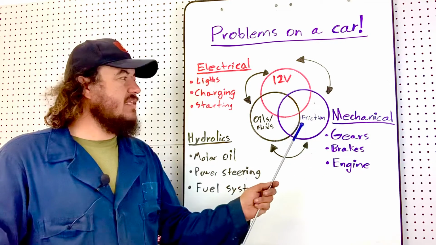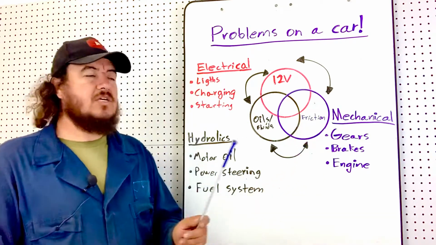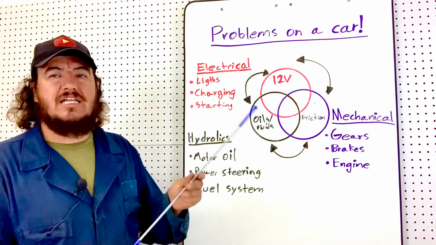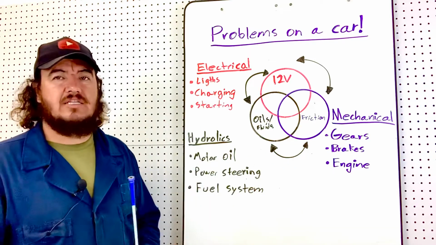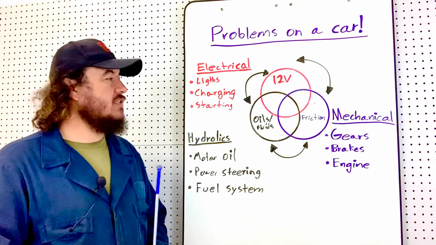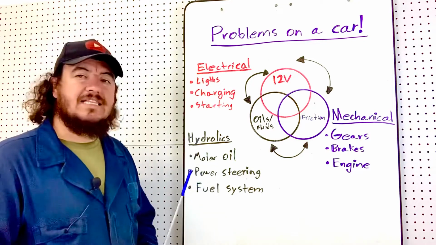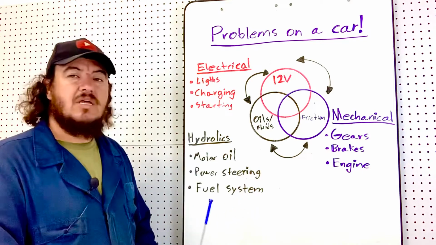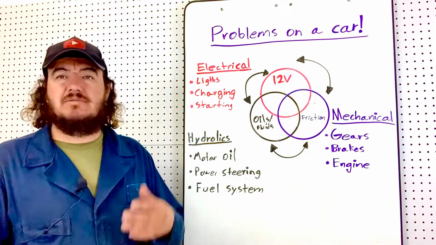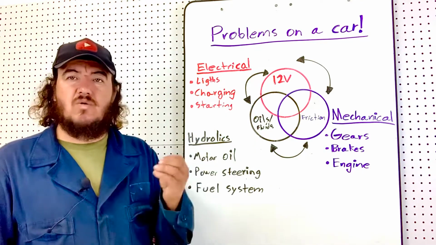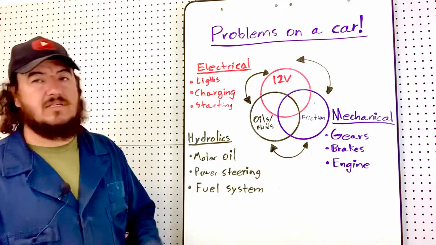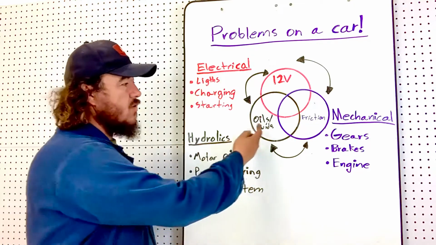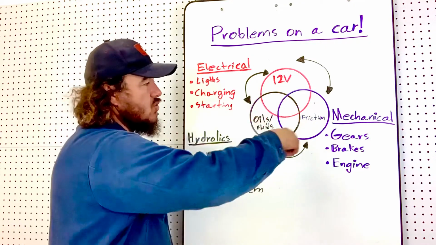Mechanical is everything that can make friction or noise. Electrical is everything that is 12 volts, or that can send a signal to a component, a sensor, a computer, lights, all that stuff. Hydraulics is anything that uses motor oil, power steering, fuel systems, and there's brake systems and everything that uses fluids and oils. It's not exactly hydraulics, but it falls under oils and fluids. That's this circle on the black side.